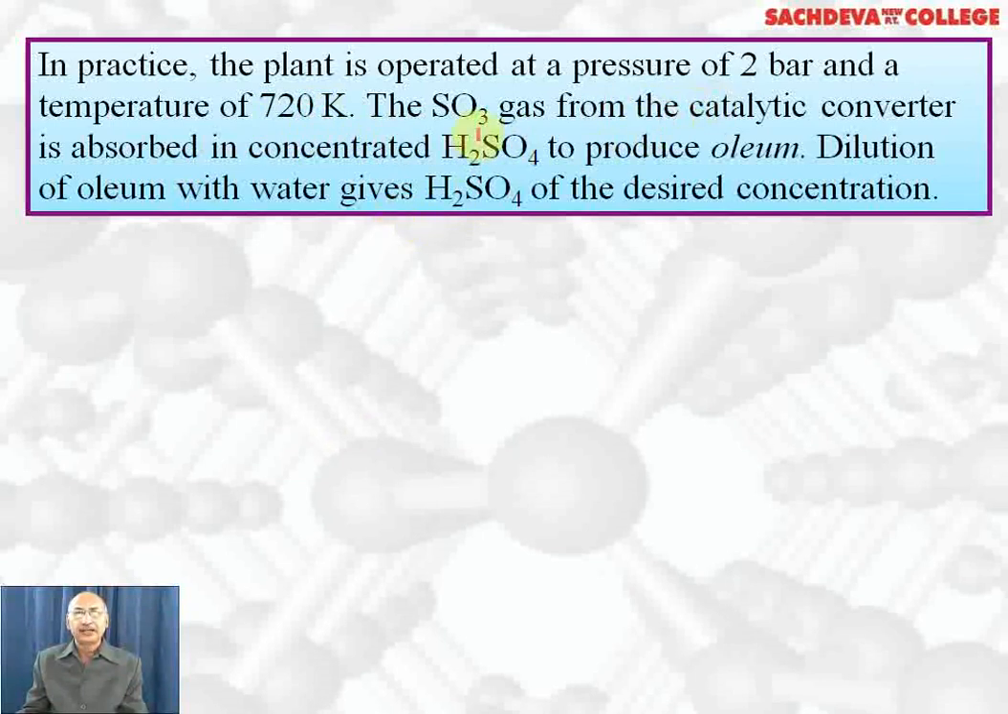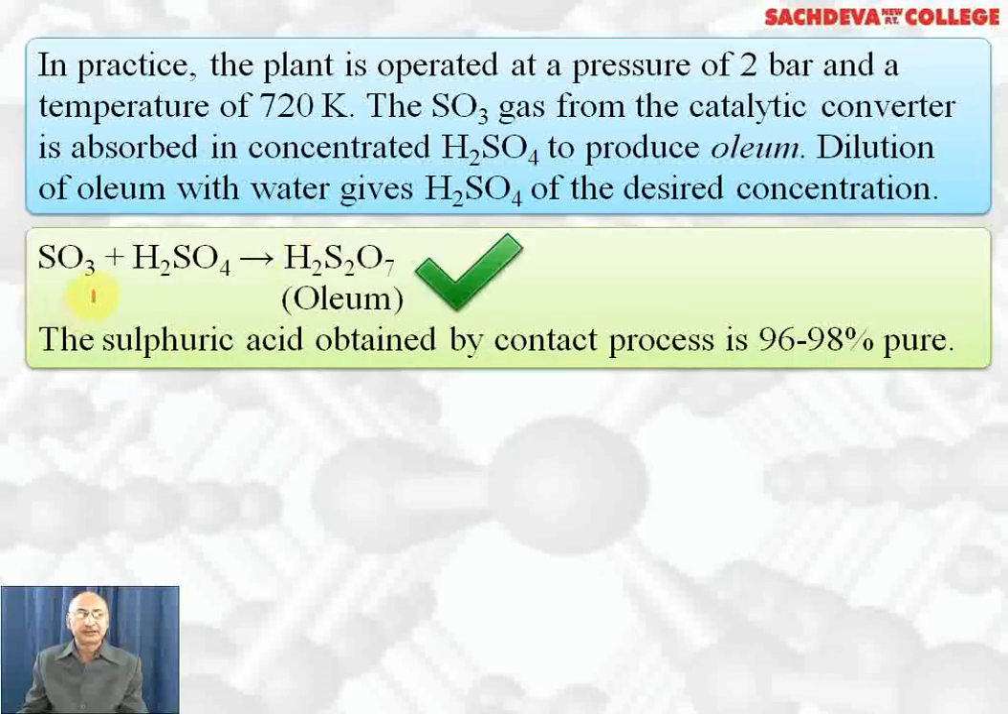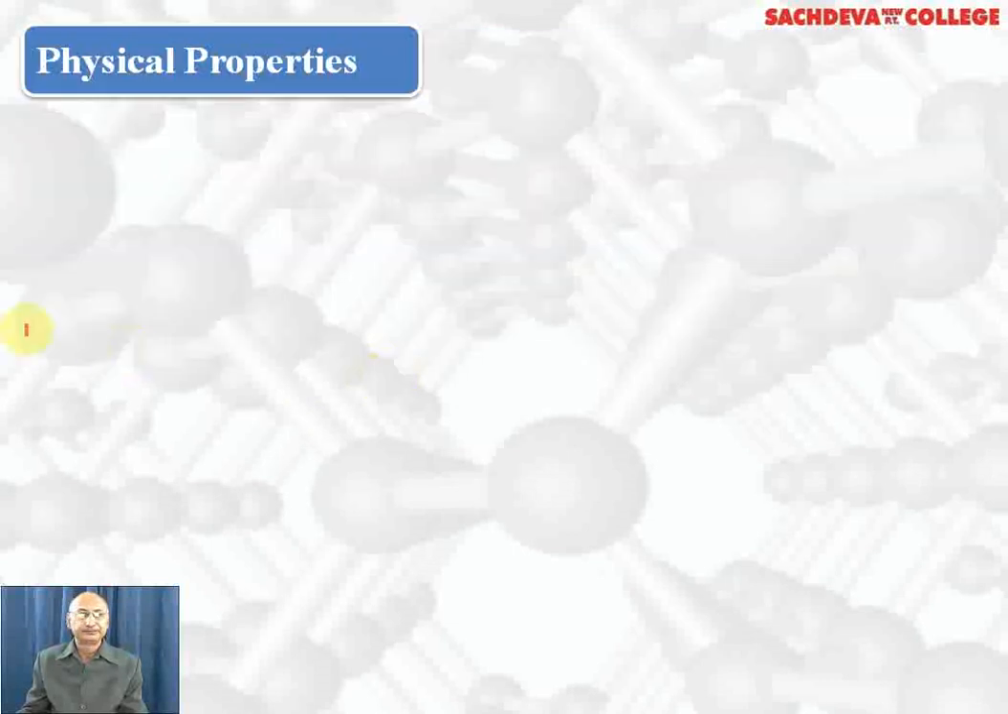The sulfur trioxide gas from the catalytic converter is absorbed in sulfuric acid to produce oleum, and dilution of oleum with water gives sulfuric acid of desired concentration, and concentrated sulfuric acid is 98% by mass. This is the reaction. SO3 reacts with sulfuric acid to form oleum, H2S2O7. Sulfuric acid obtained by contact process is 96 to 98% pure.